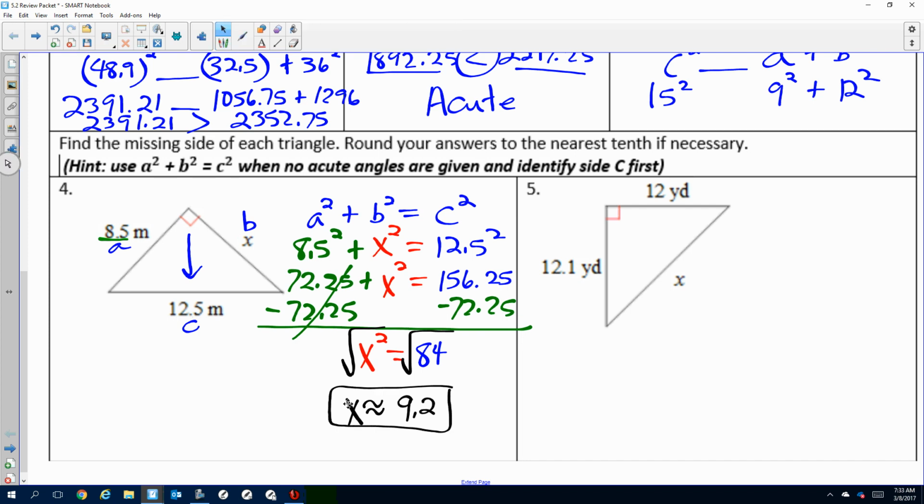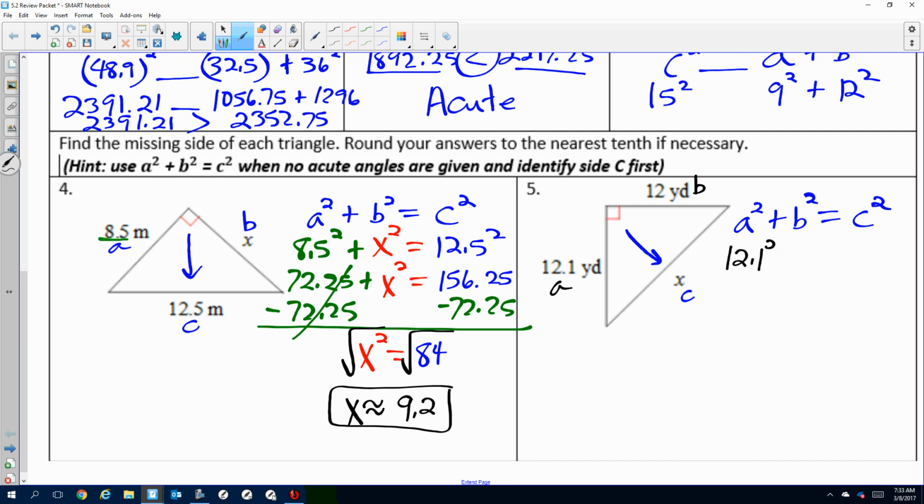All right, so let's try 5. Recognize which part's going to be the C first, and that is your X, because that is opposite this right angle. So yes, we're going to have A squared plus B squared equals C squared. Write your formula first to get partial credit, and then plug in the parts. Either one of these could be A or B, but let's plug it in. So we got 12.1 squared plus 12 squared is going to equal my X squared.